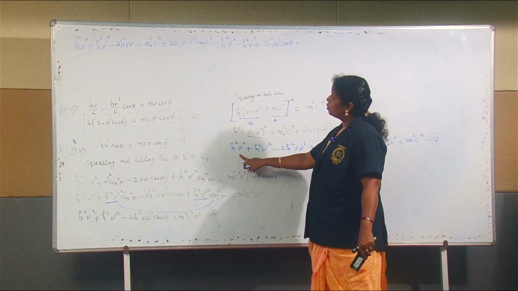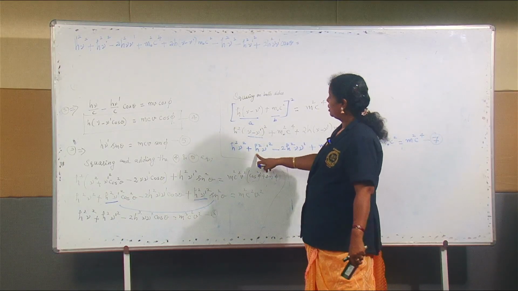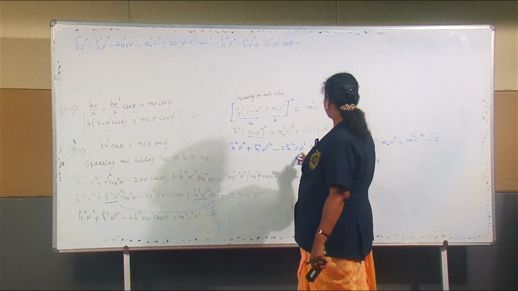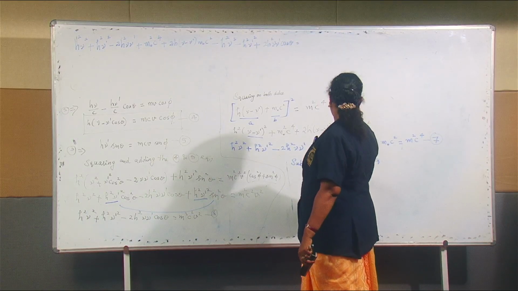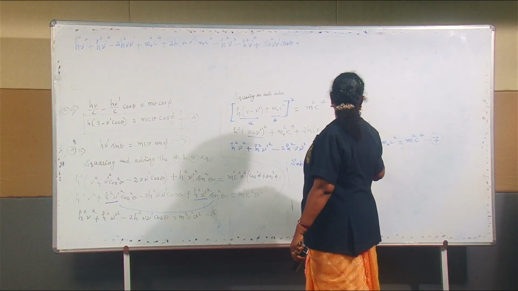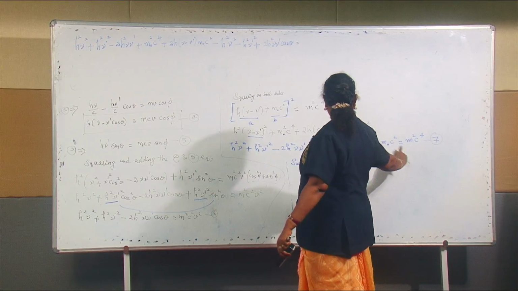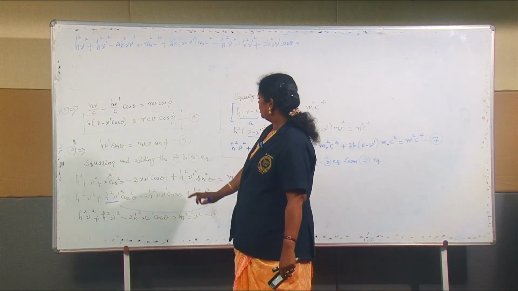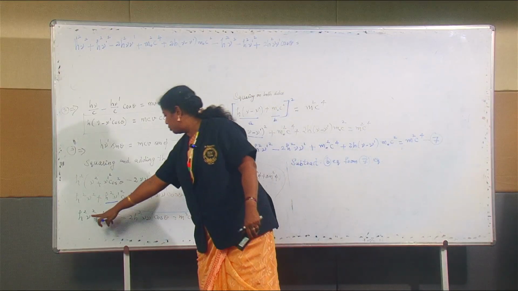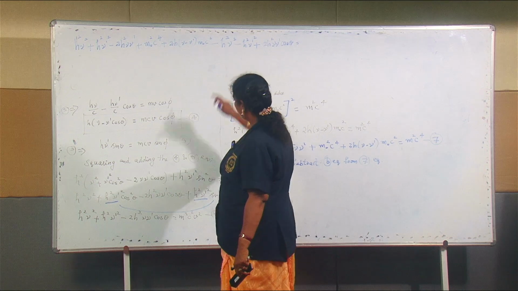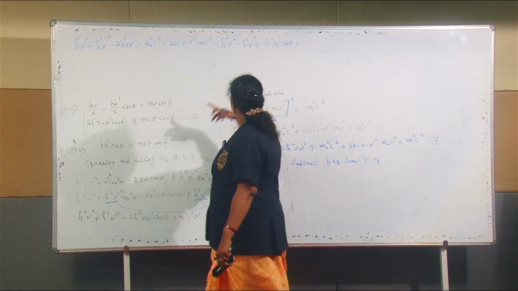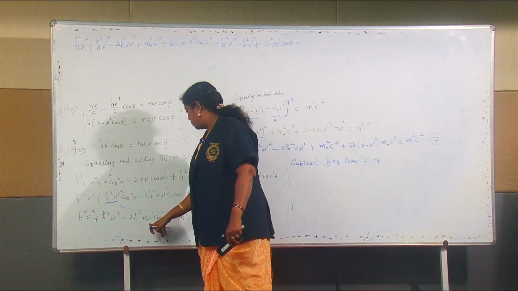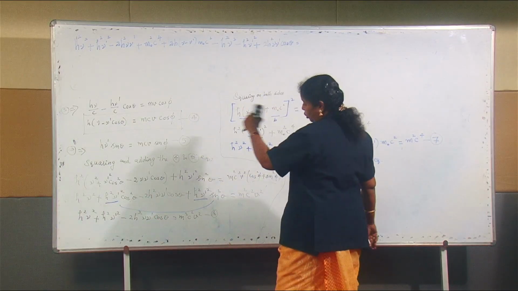h squared nu squared plus h squared nu dash squared minus 2h squared nu nu dash plus m naught squared c power 4 plus 2h nu dash m naught c squared. This is the 7th equation, and next is minus this term: minus h squared nu squared minus h squared nu dash squared, minus will be changed into plus. So plus 2h squared nu dash cos theta is equal to, we complete all the left side.